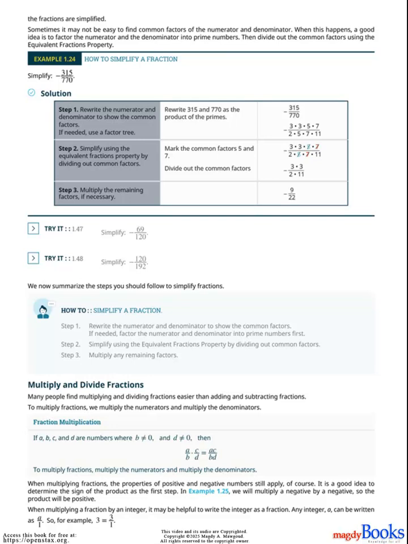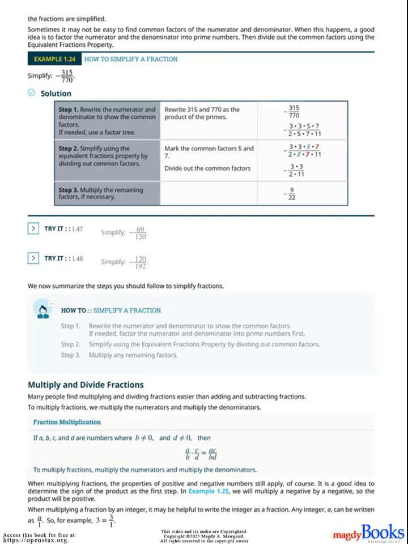We now summarize the steps you should follow to simplify fractions. How to simplify a fraction. Step 1. Rewrite the numerator and denominator to show the common factors. If needed, factor the numerator and denominator into prime numbers first. Step 2. Simplify using the equivalent fractions property by dividing out common factors. Step 3. Multiply any remaining factors.